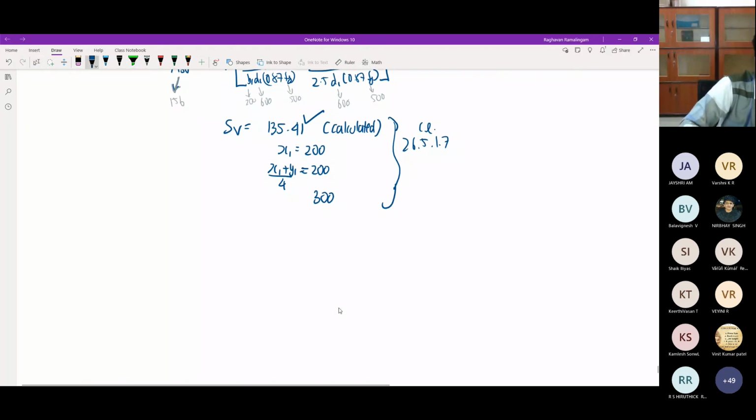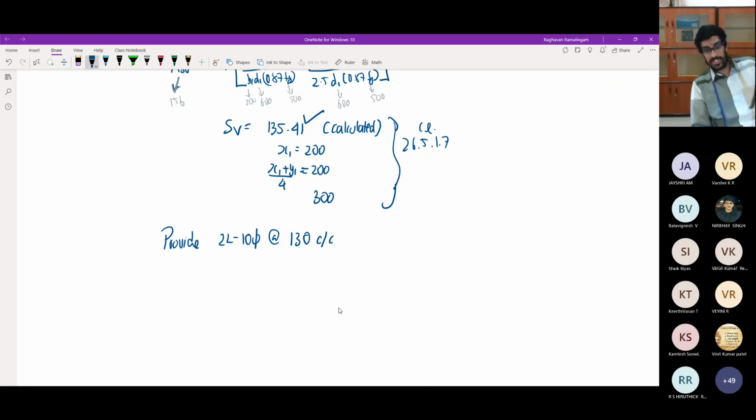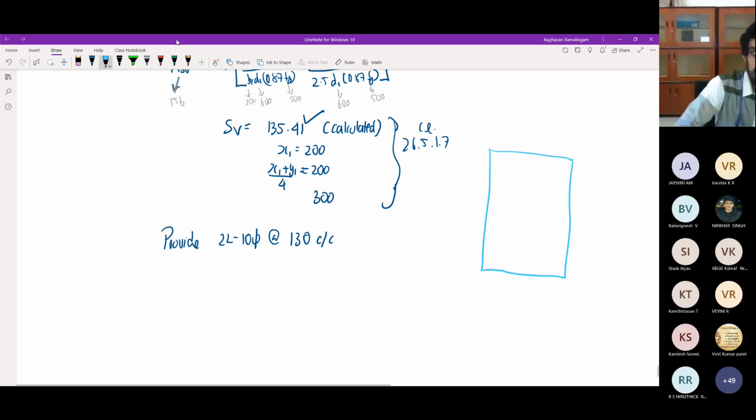So you say provide two-legged 10 mm stirrups at, instead of 135, I'll give it as 130 center to center. So this is the stirrup arrangement that you are giving. This takes care of everything. Top you can give some 10 mm bars as hanger. The hanger bars should not be smaller than your stirrup. It should be at least that size.